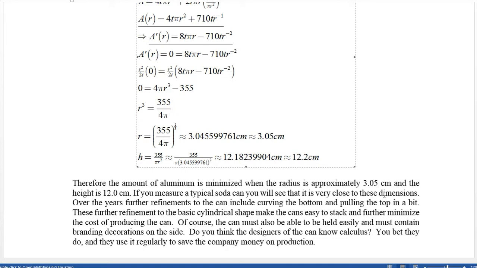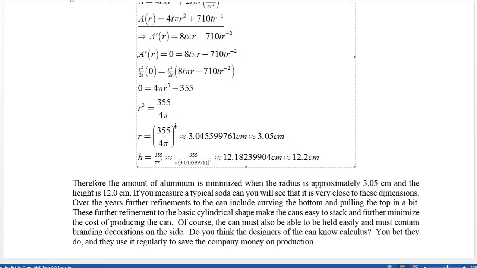Now, over the years, they've modified this a bit by curving the bottom of this top and making it not completely flat. They also pulled in the top a little bit since that extra thickness is on the top. They saved some money that way. That also made it better to stand up. It also made it a little bit more structurally solid and strong.